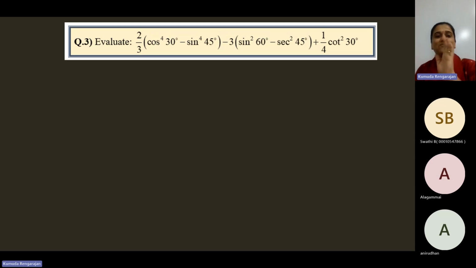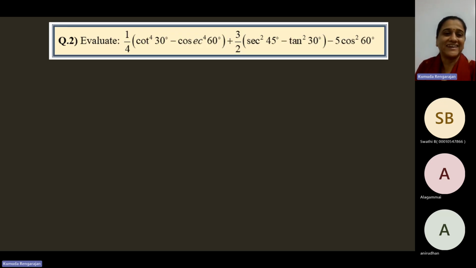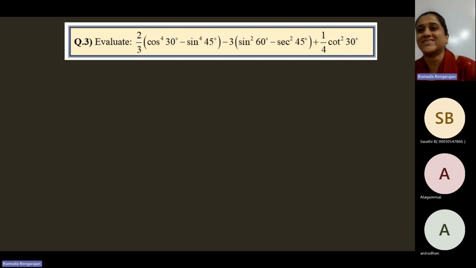Okay. See, you get one more chance. Do this correctly and feel good about yourself. Yeah. Do this one correctly.